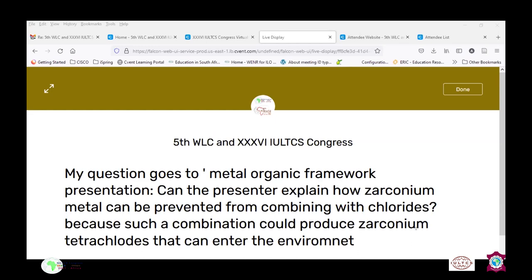In the previous work, we researched the zirconium-containing LDH, and we found that after adding the zirconium LDH into the leather tanning process, the zirconium will coordinate with the carboxyl groups. So the zirconium will have a bond with the carboxyl groups in the leather skin collagen, so it will not enter the environment, I think. Okay. Thank you for your answer.